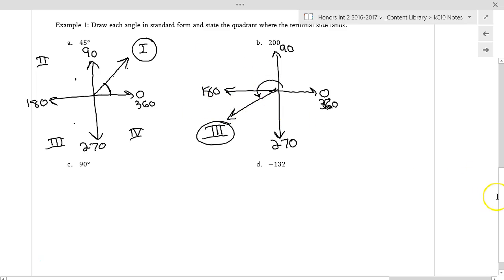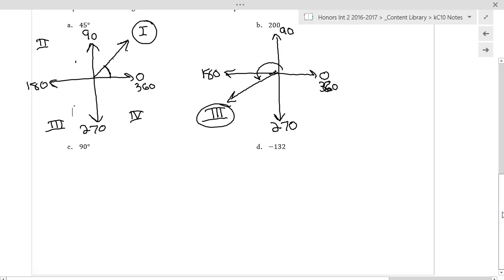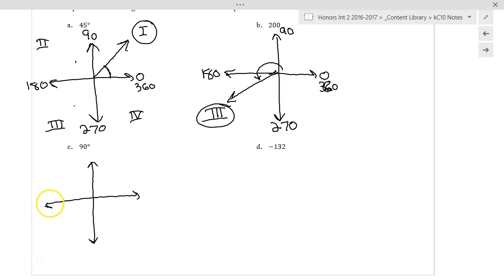All right, looking at C, we're graphing a 90-degree angle. Again, I have 0, it's positive, so 90, 180, 270, 360. Well, this one's easy. It's right on one of the lines. So my 90-degree angle is right here. If it asked you where it landed, you would just say on the y-axis. It's not in a quadrant. It's on one of my axes.